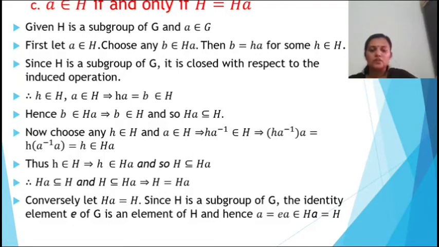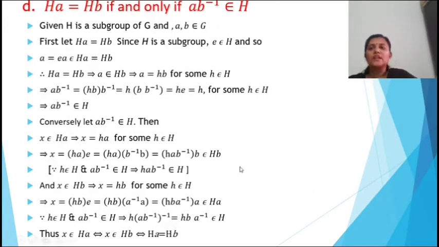So we have shown that A is an element of H. Now we have to show that HA equals HB if and only if AB inverse is an element of H. Given H is a subgroup of G and A, B are elements of G. First, let us assume that HA equals HB.